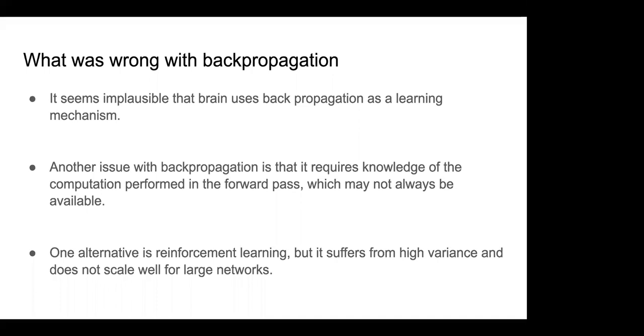Coming back to the other point, backpropagation is limited by the need for perfect knowledge of the forward computation. Backpropagation requires perfect knowledge of the forward computation in order to compute the correct derivatives. What this means is that if we insert a black box into the forward pass, backpropagation cannot be used unless a differentiable model of the black box is learned.